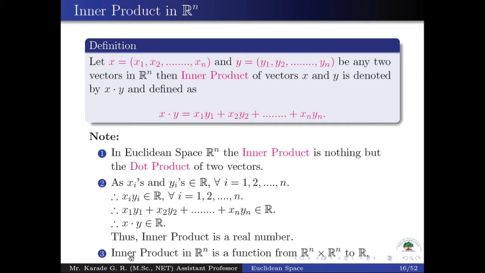So the third remark is, the inner product in Rn is a function from Rn cross Rn to R. Why is it a function from Rn cross Rn to R? Because the inner product is a real number, the resultant is in this set, and to take an inner product we use two vectors. The first vector is from Rn and the second vector is also from Rn. Therefore the inner product is a function from Rn cross Rn to R. Two inputs from Rn give one output in R. Okay, so that's why.